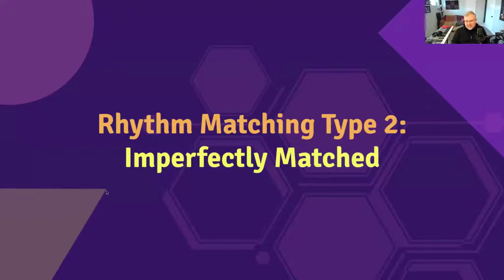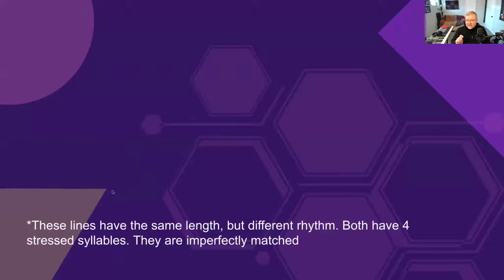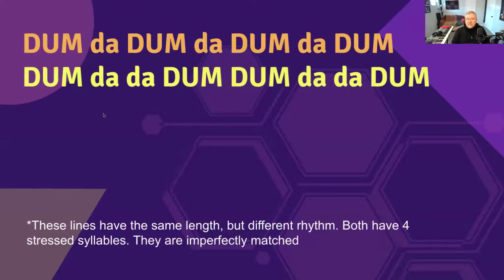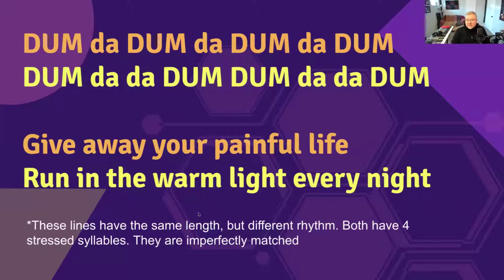Now the second type is imperfectly matched. What does that mean? They have the same length and the same total number of syllables, but a different pattern, a different rhythm. So if we had dum da dum da dum da dum, and dum da da dum, dum da da dum, they still have 4 stressed syllables, but the pattern is different. An example in lyric would be: give away your painful life, run in the warm light every night. Those are imperfectly matched.